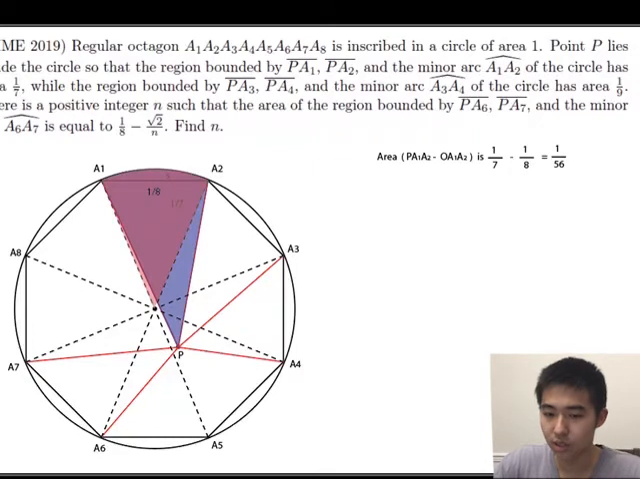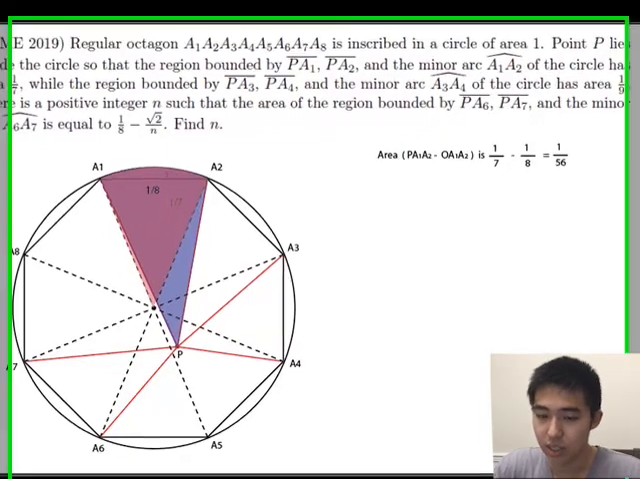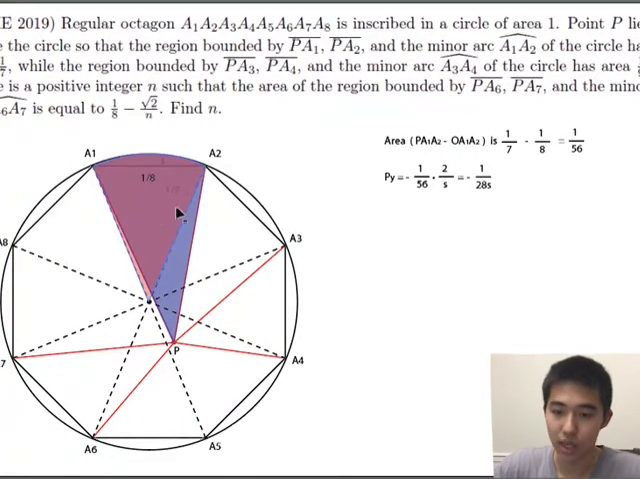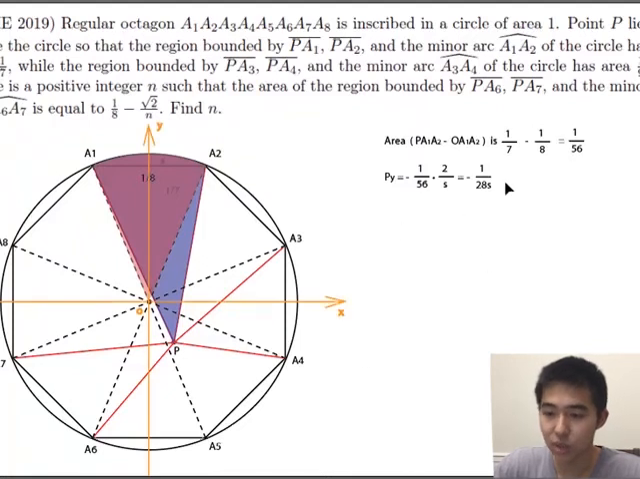Now, notice that they share the same base, A1A2, which means that the difference in the heights of the two triangles is the area multiplied by 2 and divided by the base, because area is base times height over 2. So the difference between the heights is negative 1/28s. And if we consider this as a coordinate system, then the y-coordinate of P is negative 1/28s.